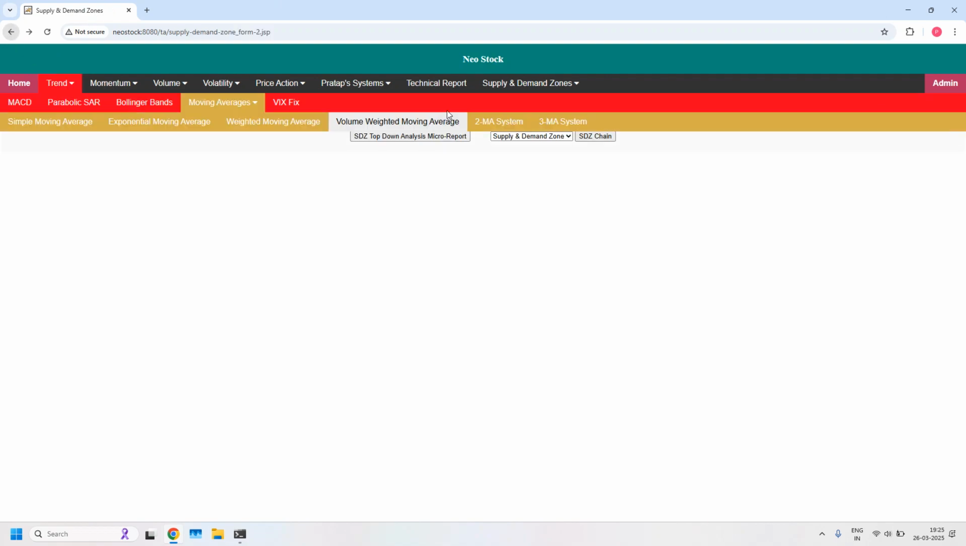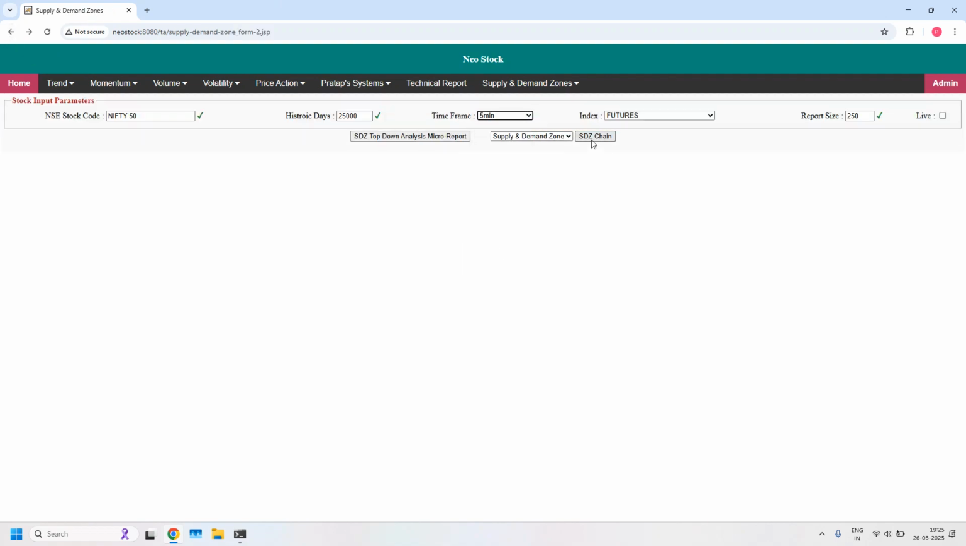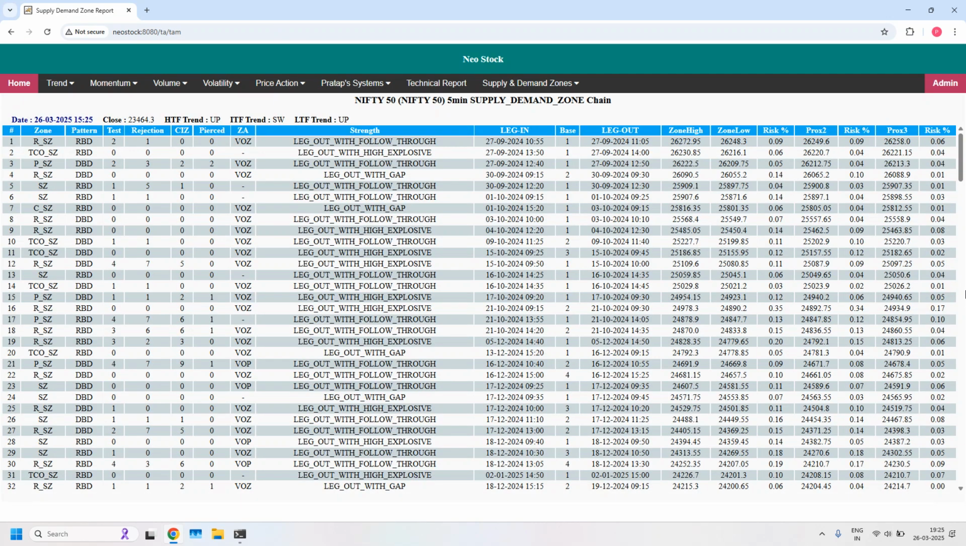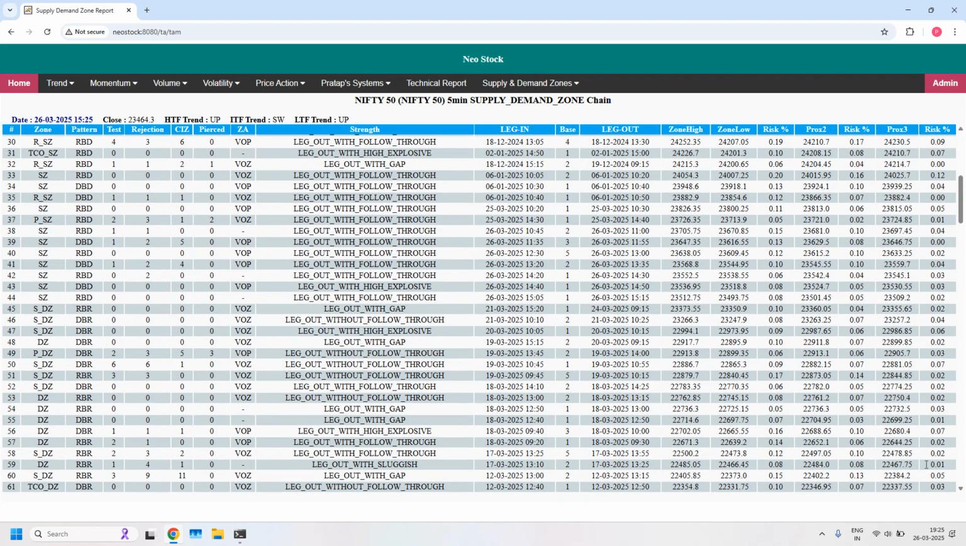Next, generating 5-minute supply demand zone chain for Nifty. All are supply zones. I am scrolling the list down. And the nearest demand zone is 45 to the current closing price. This is the nearest demand zone. 44 is the nearest supply zone. Okay, this is about Nifty supply demand zone chain.